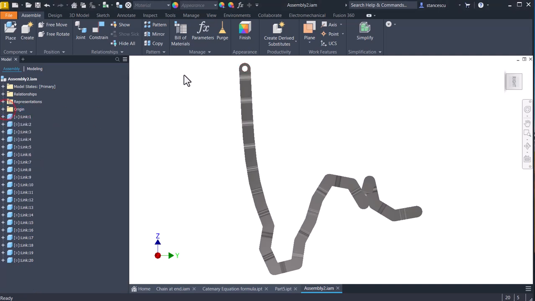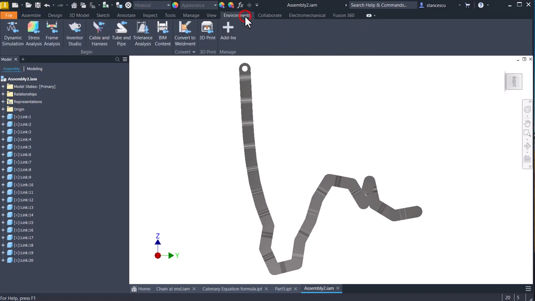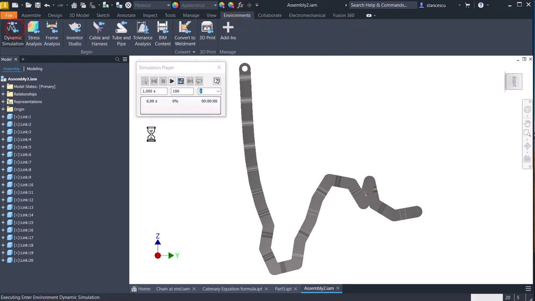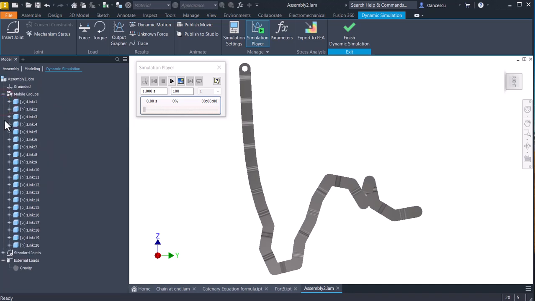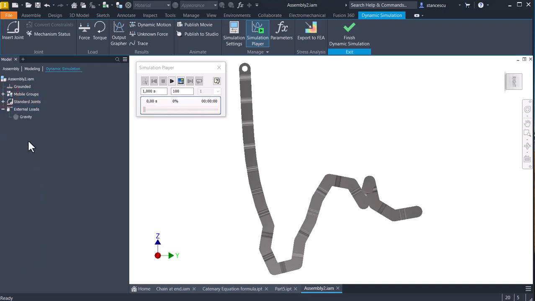We activate the dynamic simulation, environments, dynamic simulation, and you see a lot of revolution joints. I close this. A lot of mobile groups. I collapse them because all I want is to apply gravity.